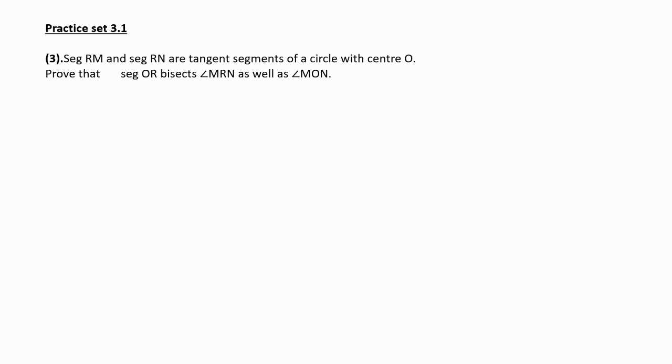Practice set 3.1, third sum. Segment RM and segment RN are tangent segments to a circle with center O. Prove that segment OR bisects angle MRN as well as angle MON.